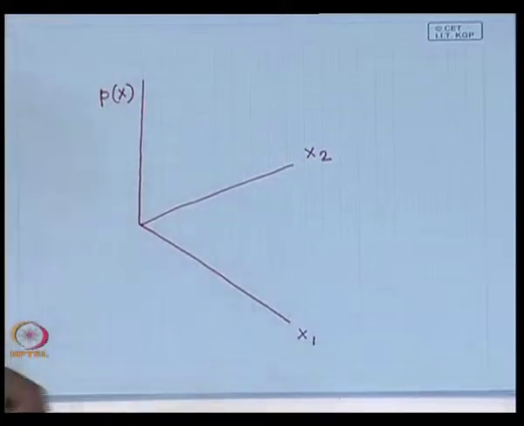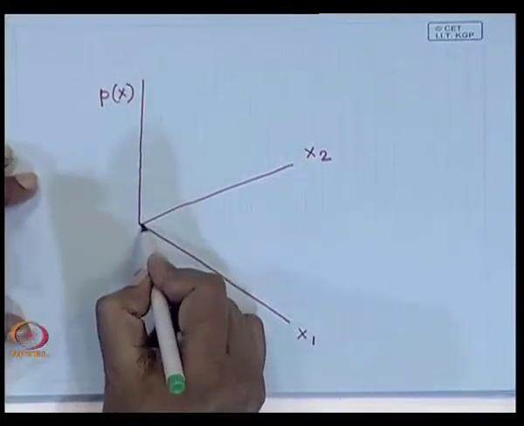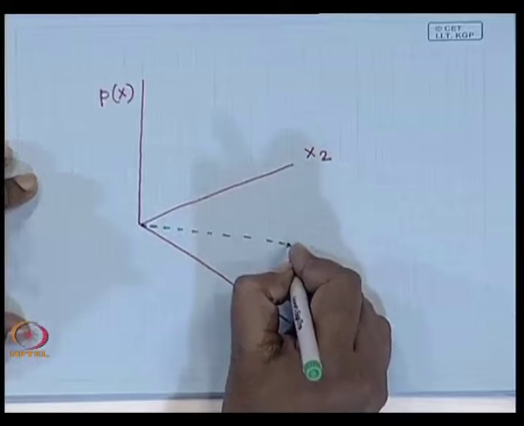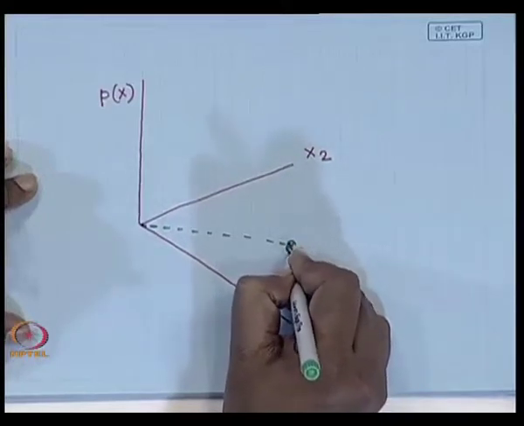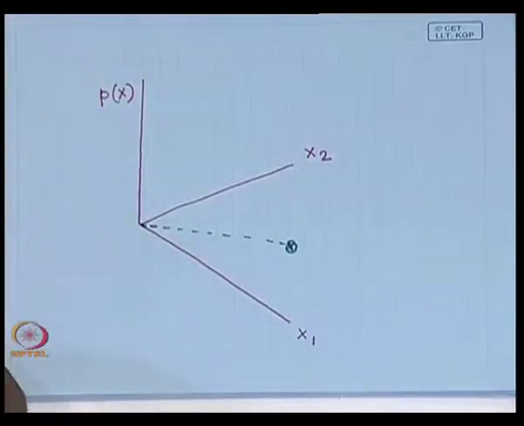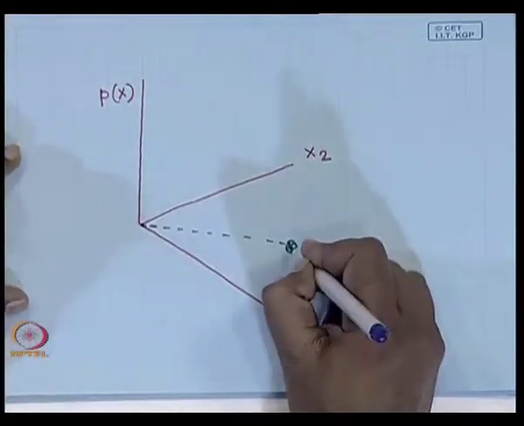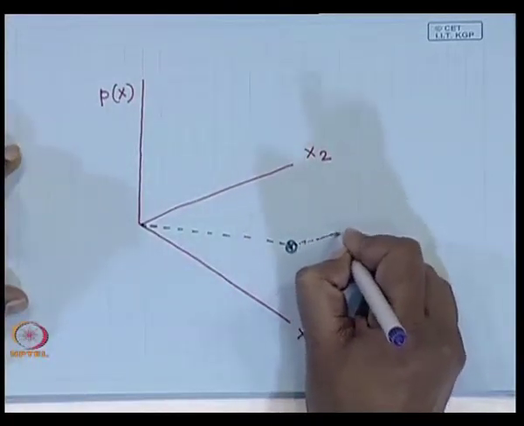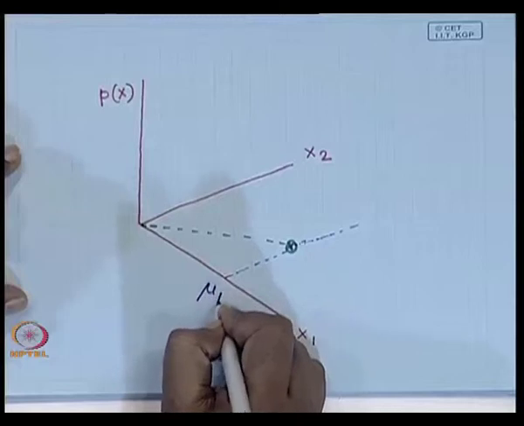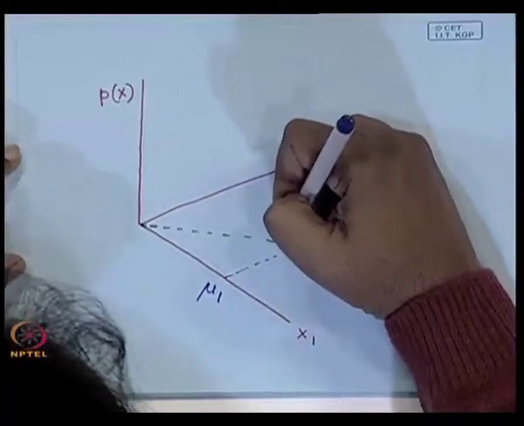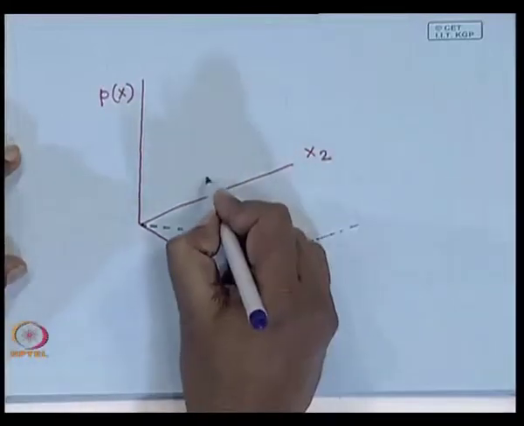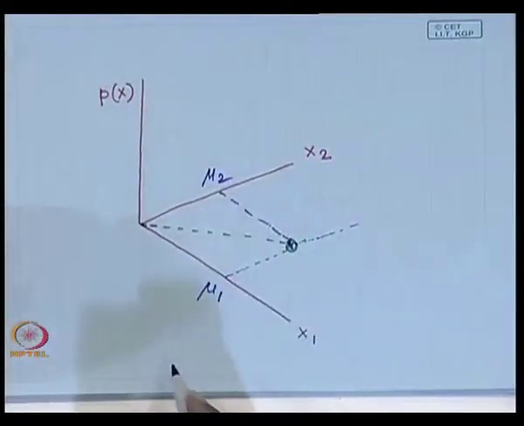Suppose mu 1 is, or the mean vector mu is somewhere over here. Okay. So, if mu is at this position, so that means the components, this is the location of mu 1 and this is the location of mu 2. Is that okay?